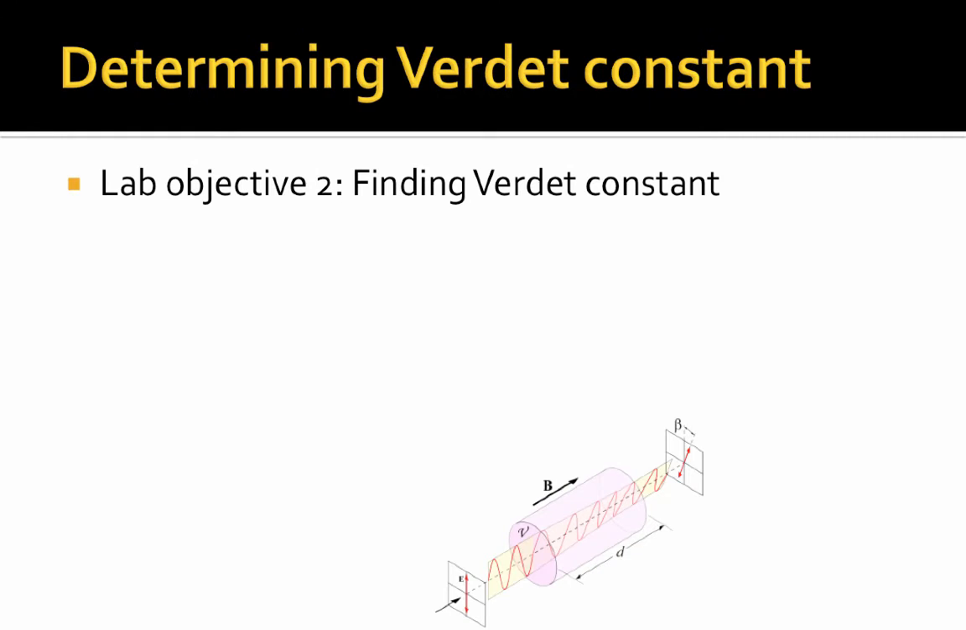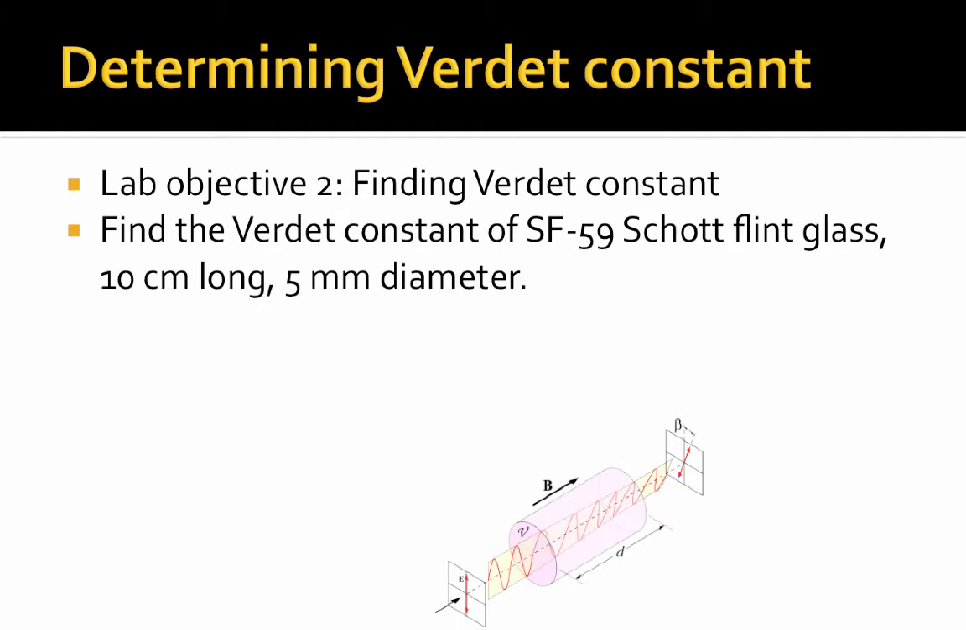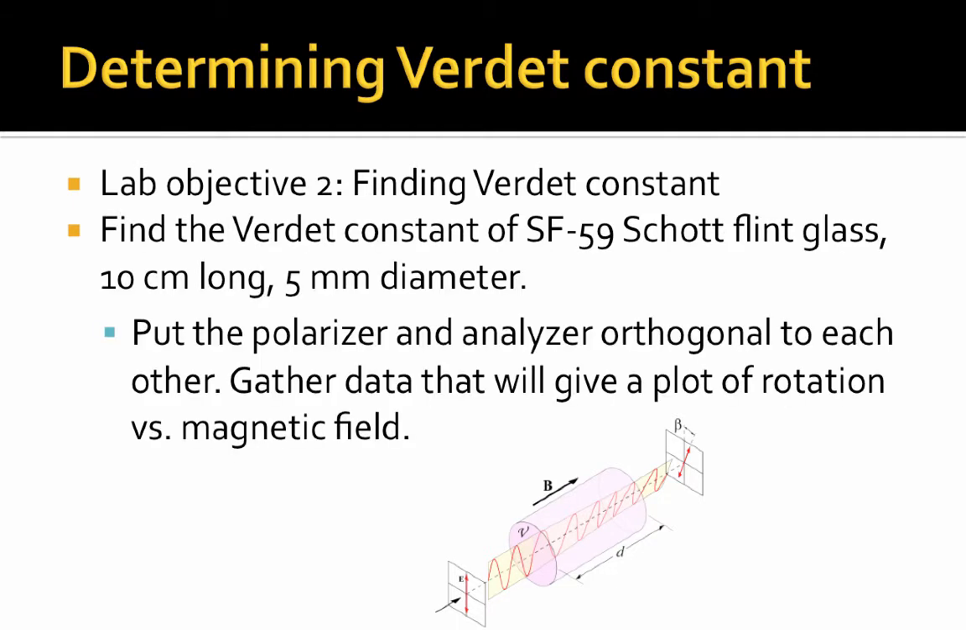And then for the second objective, you're going to find the Verdet constant. So this seems pretty straightforward. I mean, basically, there's our material, and there are a couple ways of doing it, and I'm going to suggest two different ways. First way is to make your polarizer and your analyzer crossed with each other. In other words, set your analyzer so you get the minimum amount of light. We dealt with this with the polarization lab.